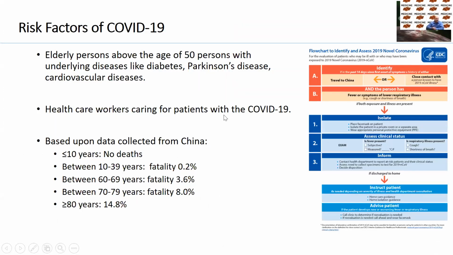So what are some of the risk factors? Elderly patients with underlying conditions, diabetes, cardiovascular disease, lung disease such as COPD and asthma, immunocompromised patients. Obviously, healthcare workers who are on the front lines taking care of these patients are at high risk. When we looked at data in China and then subsequently coming over to the US, the young patients don't seem to have the high mortalities, but certainly the elderly patients do.